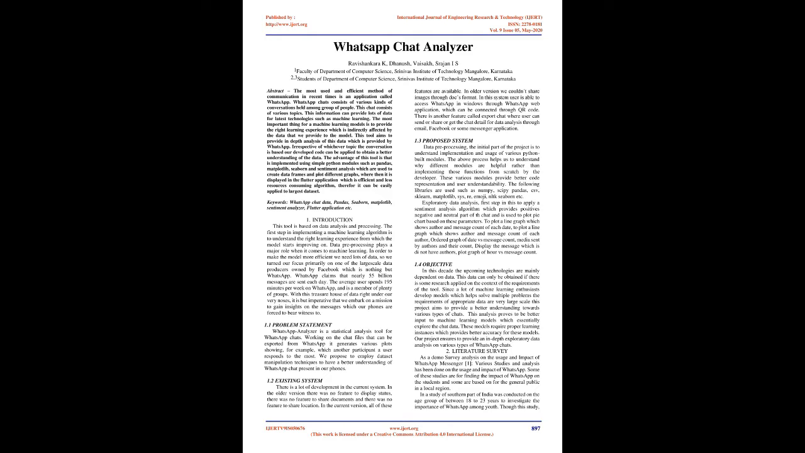1. Introduction. This tool is based on data analysis and processing. The first step in implementing a machine learning algorithm is to understand the right learning experience from which the model starts improving. Data pre-processing plays a major role when it comes to machine learning. In order to make the model more efficient, we need lots of data, so we turned our focus primarily on one of the large-scale data producers owned by Facebook, which is nothing but WhatsApp.